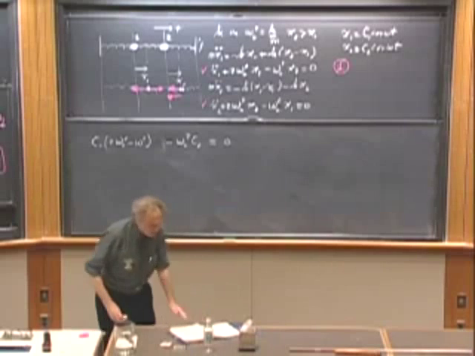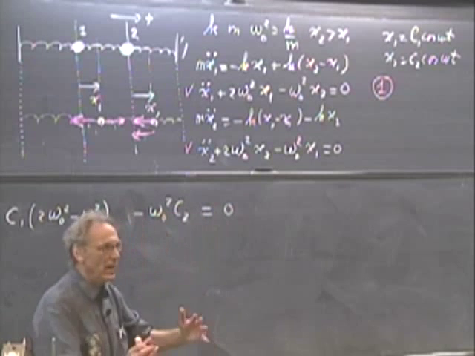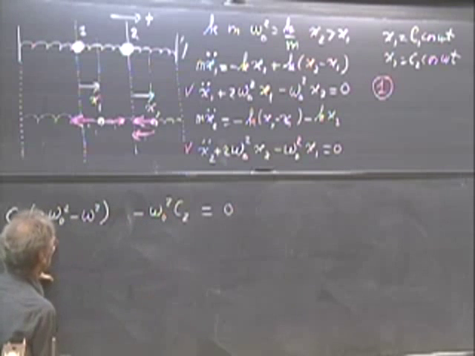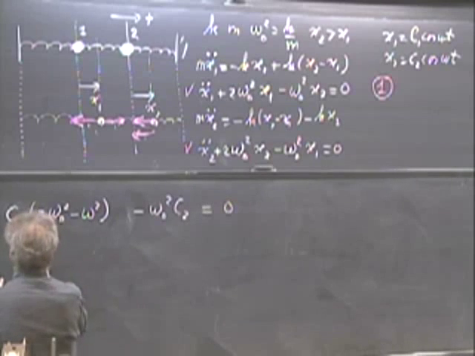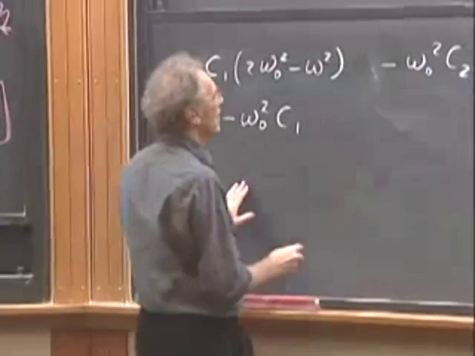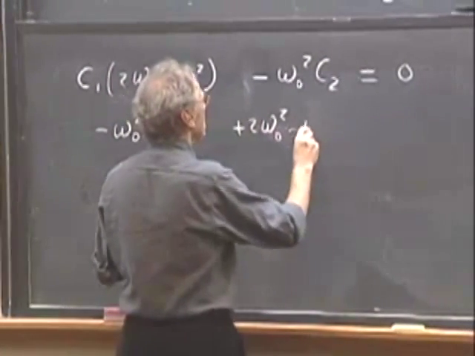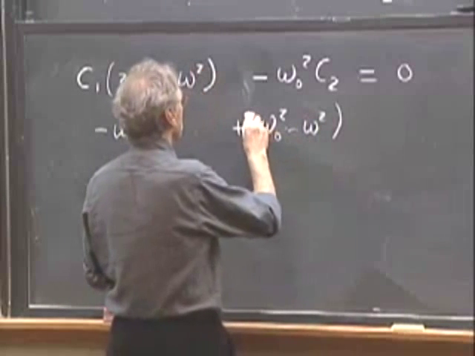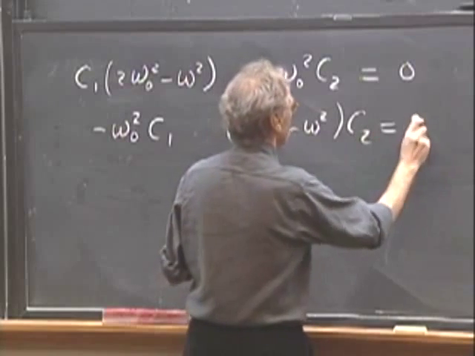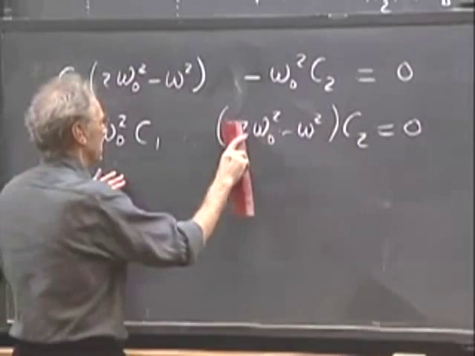And then I go to my second differential equation, which is this one. But I'm going to rearrange the c1s and the c2s. So I'm going to put the c1s here. So I'm going to get minus omega 0 squared times c1. And here I'm going to get 2 omega 0 squared minus omega squared times c2. And that equals 0.